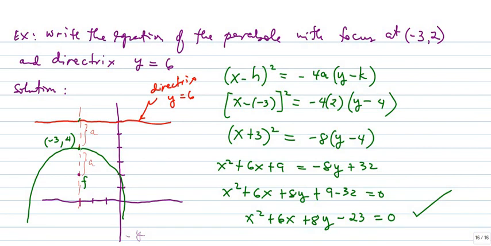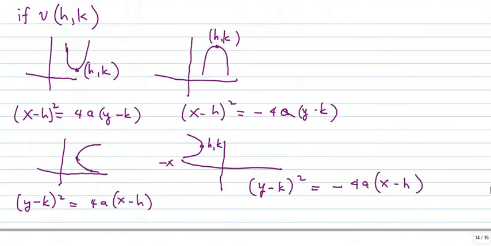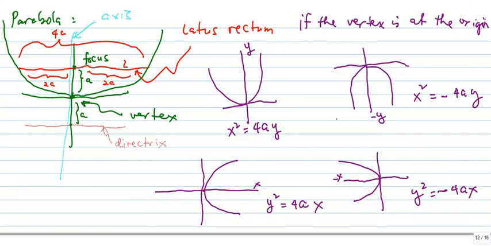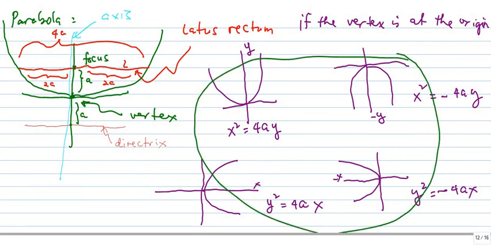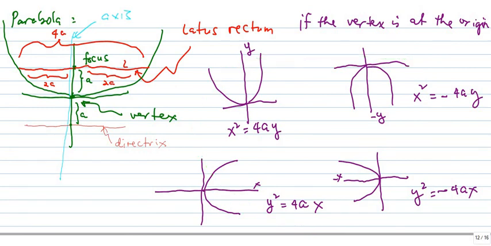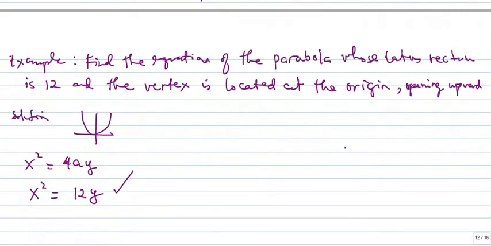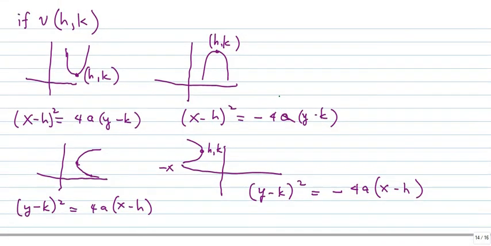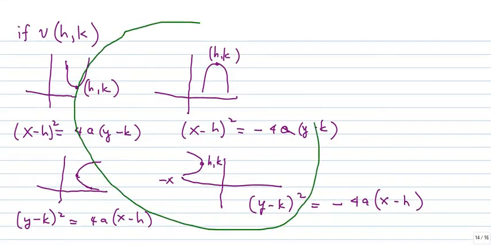So again, take note of the equation of a parabola. We have the general form. Where the vertex is at the origin, we follow this format. And when the vertex is at (h, k), that means it's not at the origin, so we will follow these formulas.